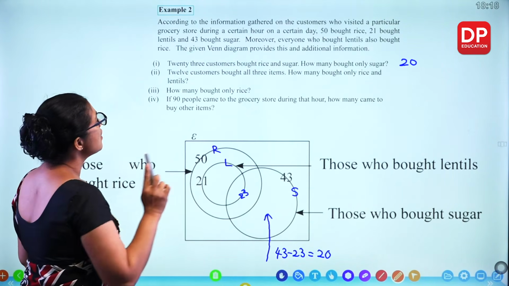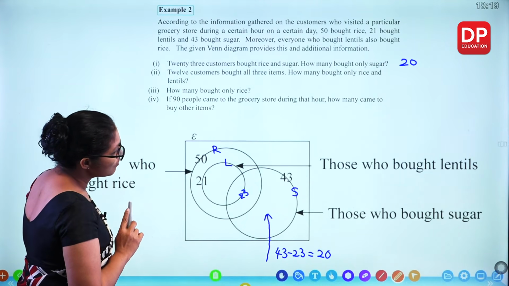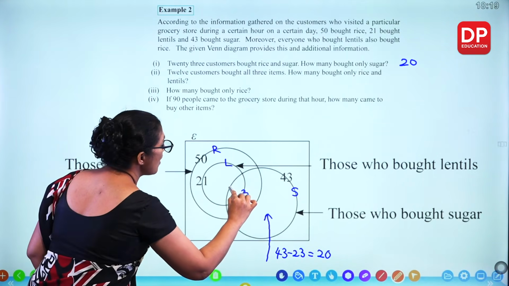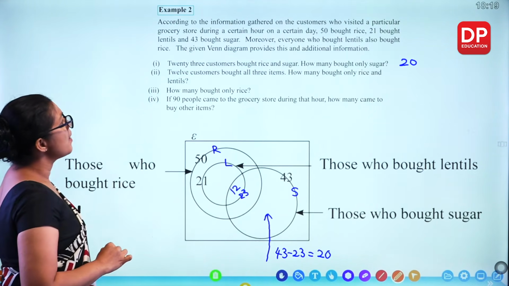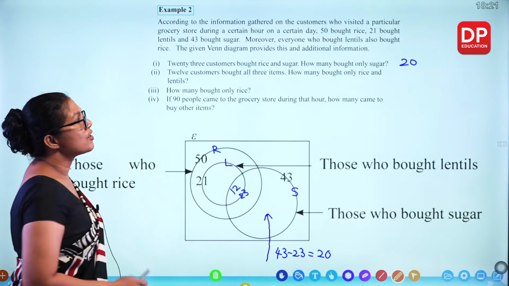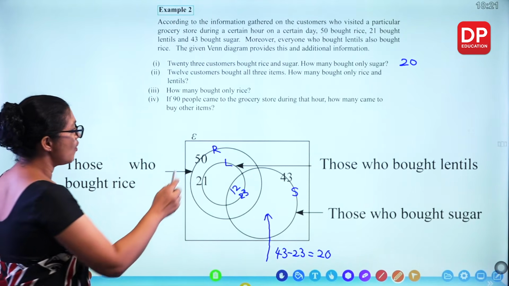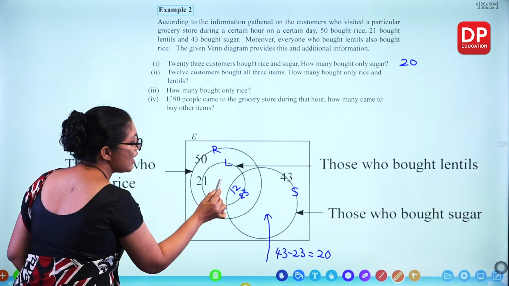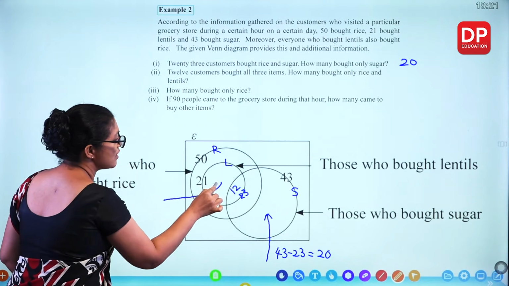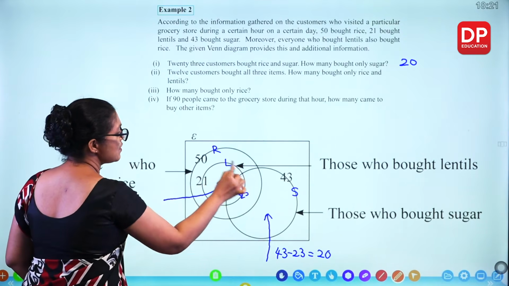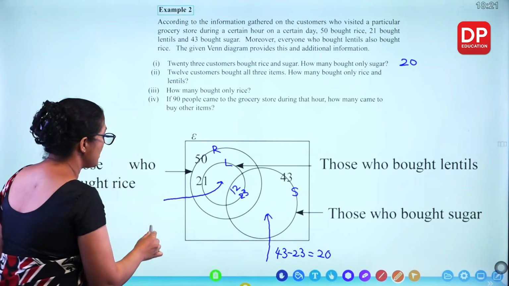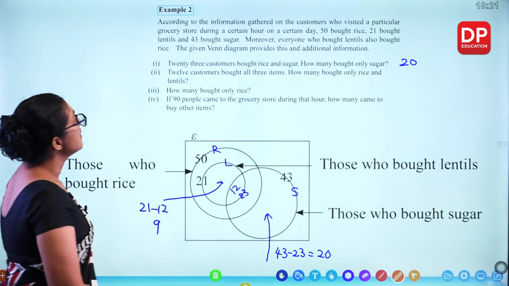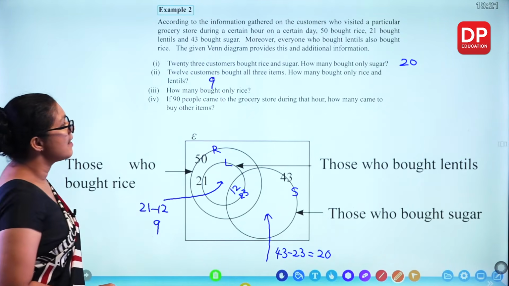Then the next one, 12 customers bought all 3 items. All 3 items, 12 customers. Which part is common for all 3? This part. So that's 12. This is given 12. The question asks how many bought only rice and lentils. Only rice is this part and lentils is this one. So you are asked to find this region. So this region, what's the value? Full circle is 21 and this part is 12. 21 minus 12, you are getting 9. So the answer for this part is 9.